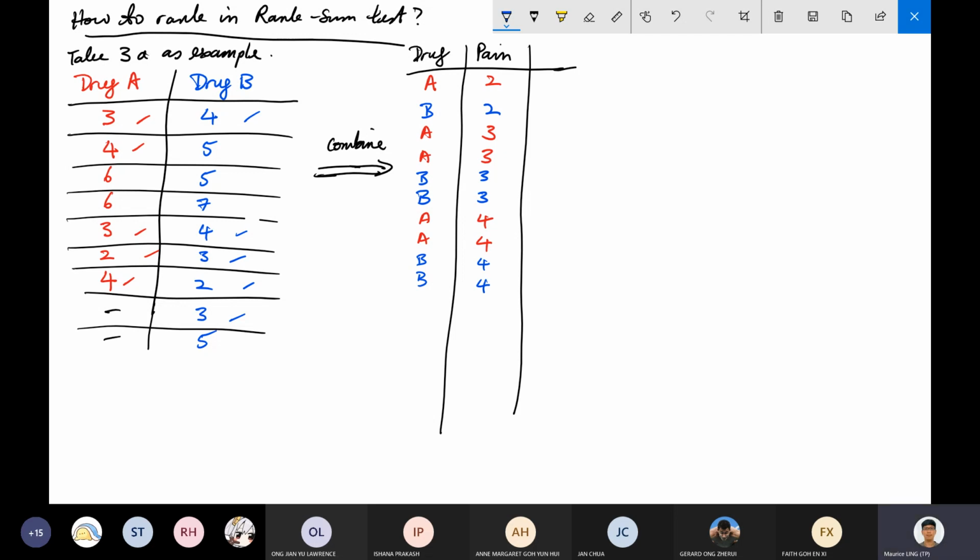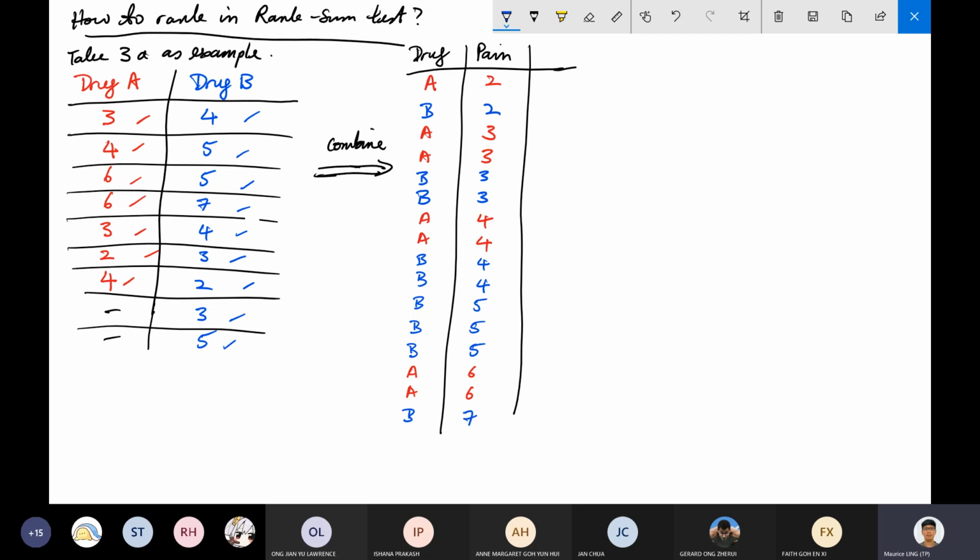Okay, 5. In drug A, I don't have 5. In drug B, I have 5, 5, 5. Drug B, I have 5. How about 6? I found pain scale 6 here. So A will be 6 and 6. Then the last one is B, 7.